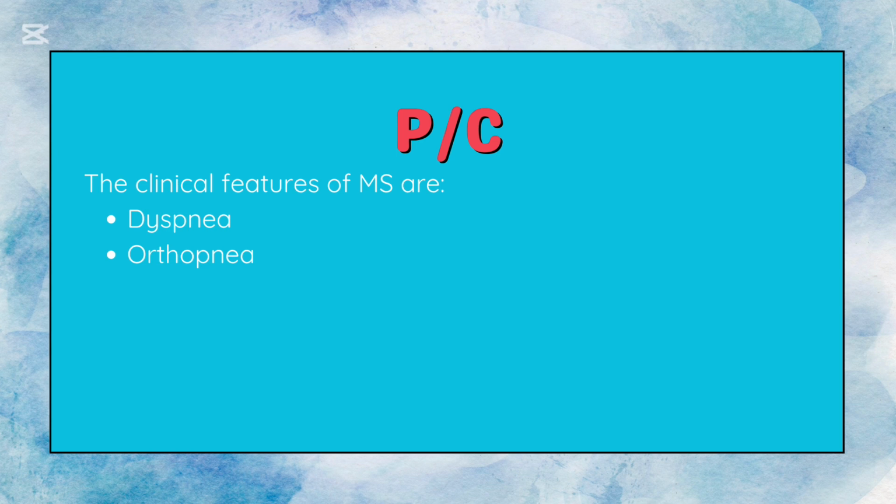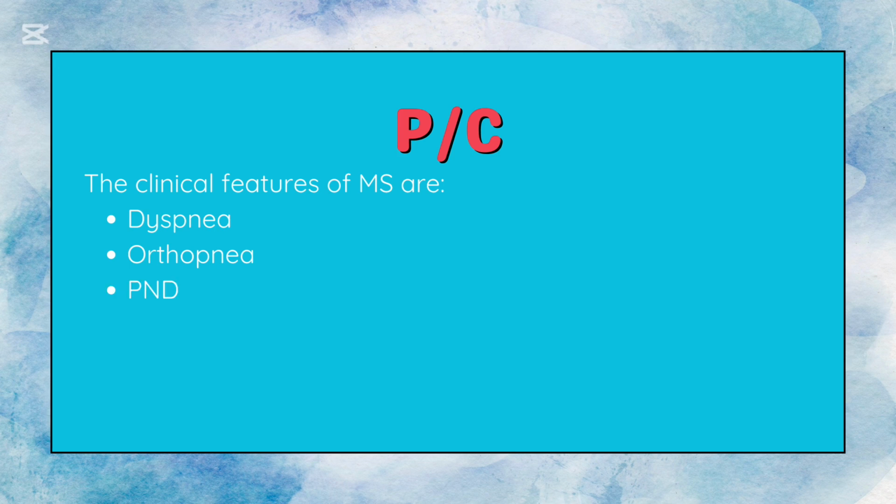The next is orthopnea. The cause for orthopnea is the same as for dyspnea. Basically, orthopnea is when there is shortness of breath when you lie flat. So why does it occur? Because when you lie flat, there is increased backflow of blood into the lungs, so it causes orthopnea.